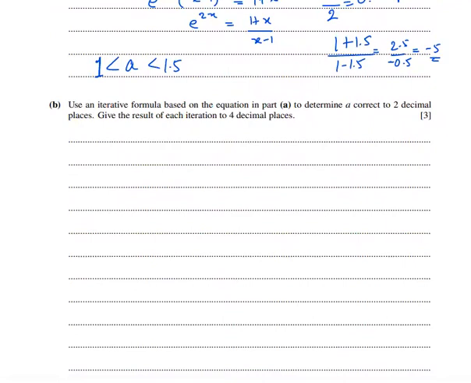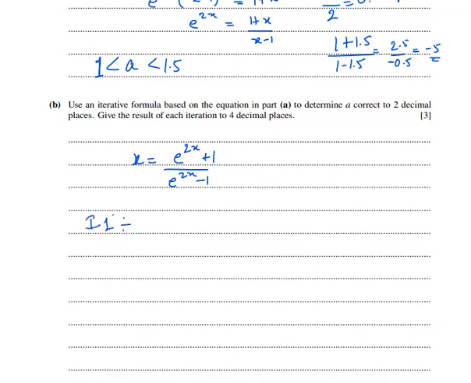Okay, students. Now, what we have to do is use an iterative formula based on the equation in part A to determine A correct to 2 decimal places, give the result of each iteration to 4 decimal places. All right. So here, we got x equals e to the power 2x plus 1 divided by e to the power 2x minus 1, right?